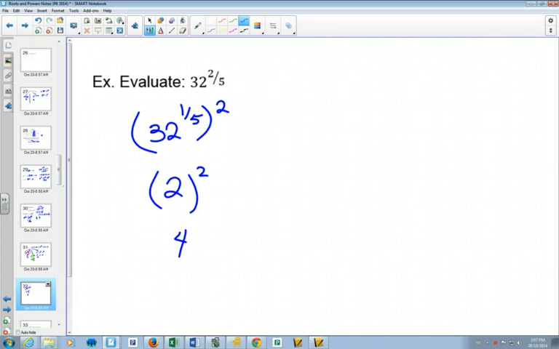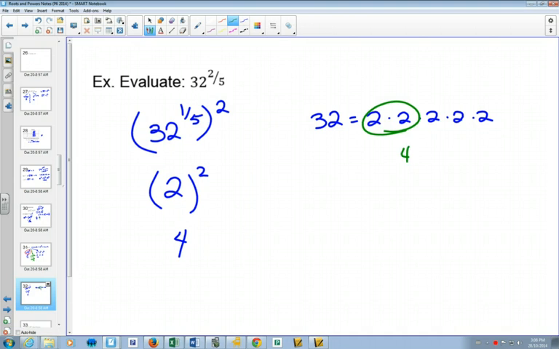If you think of the prime factorization, if you think of 32 as 2 times 2 times 2 times 2 times 2, see there's 5 of them? Can you imagine what 2/5 of that would be? You see that's 4? Isn't that cool? Can you see if you did 3/5, 32 to the 3/5, you'd get 8? 32 to the 4/5?